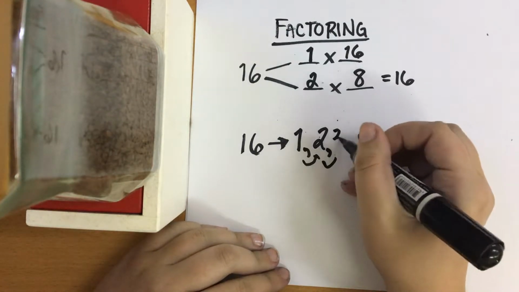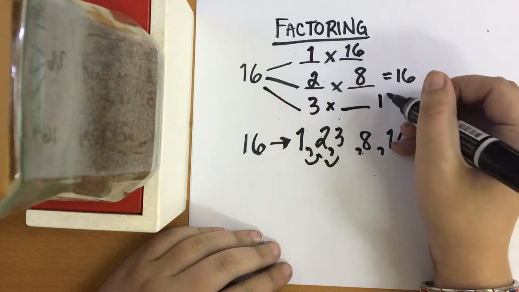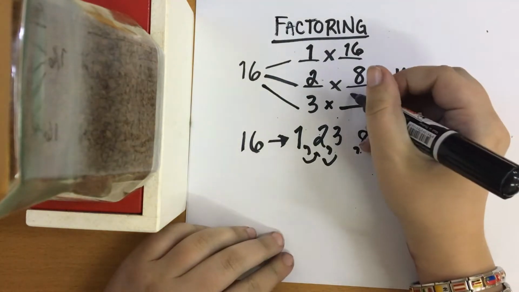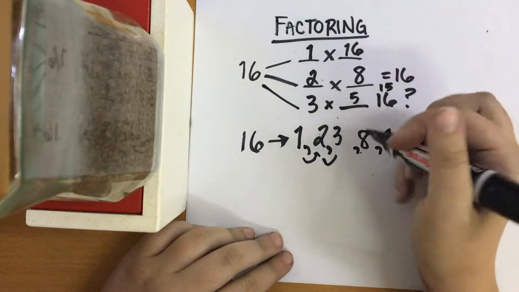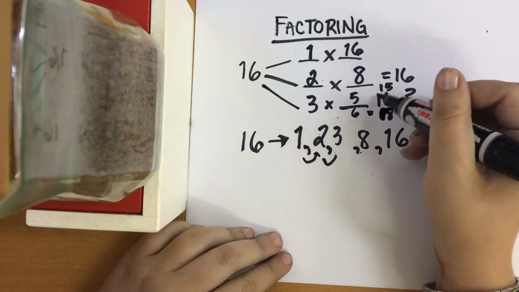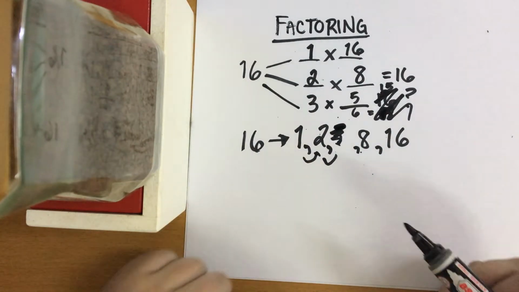What about 3? Can we multiply 3 by something to make 16? No, we can't. If we do 3 times 5, we get 15. If we do 3 times 6, we get 18. None of those are 16. So we're not using 3.